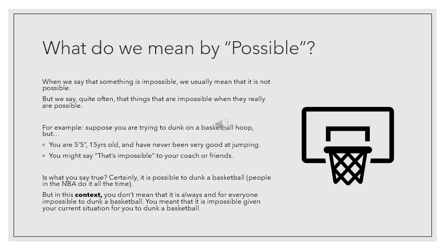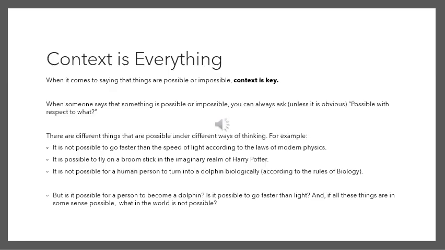Is what you say true in this context? Certainly, it's possible to dunk a basketball, right? People in the NBA dunk basketballs all the time. But in this context, you don't mean that it's always and for everyone impossible to dunk a basketball. You mean that it's impossible, given your current situation, for you to dunk a basketball. When it comes to saying that certain things are possible or impossible, it turns out that context is key.